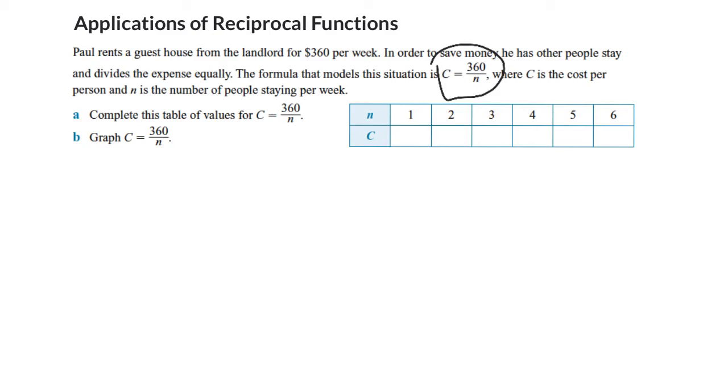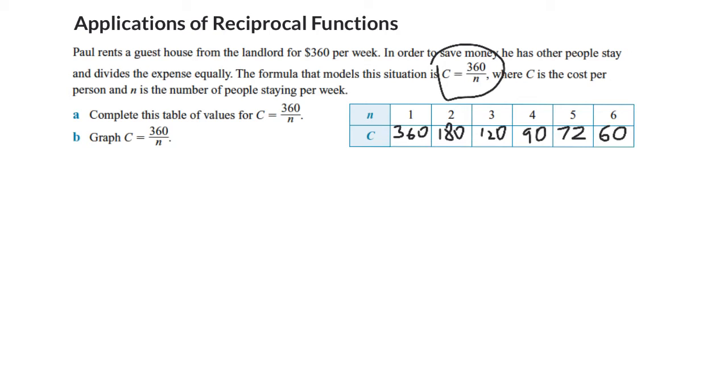So 1 in our table of values here means it's just Paul. Paul plus 1 friend would be 2 people, and so on. So we're going to complete our table of values here. If it's just Paul staying, he's going to pay $360 for the week, which is just 360 over 1. If it's 2 people, it'll be 180. 360 over 3 is 120. Then we come down to 90. 360 over 5 would be $72 per person, and 360 over 6 would be $60 per person.